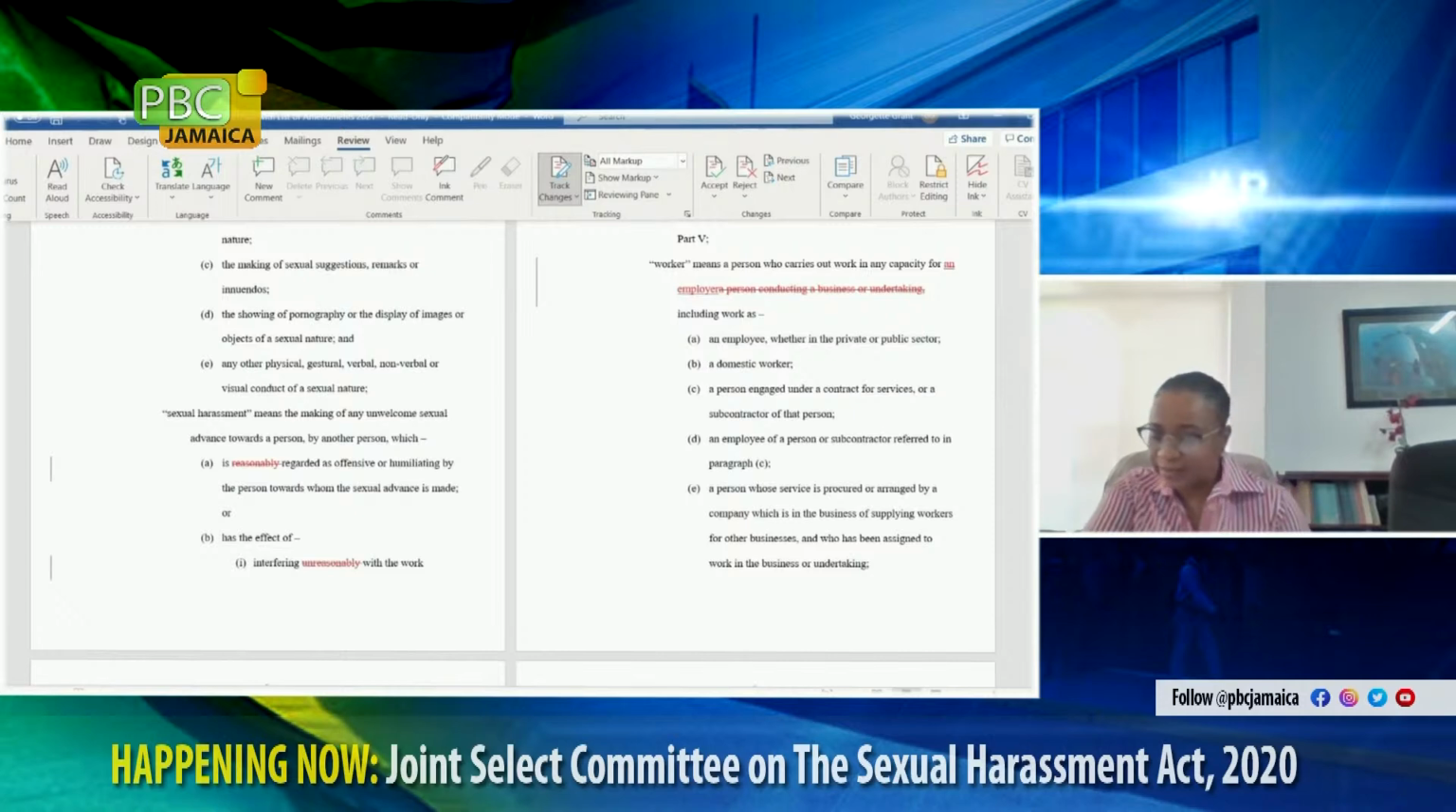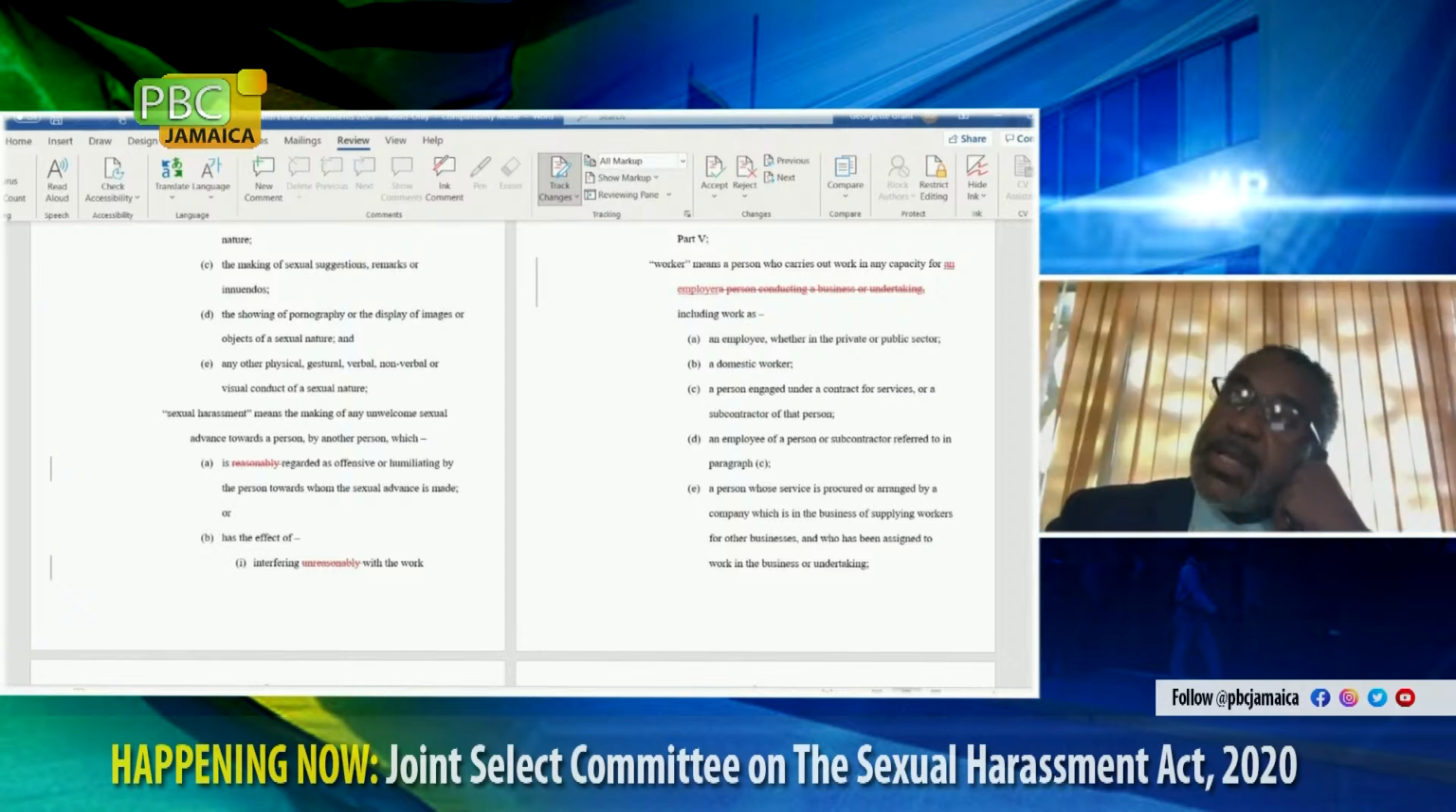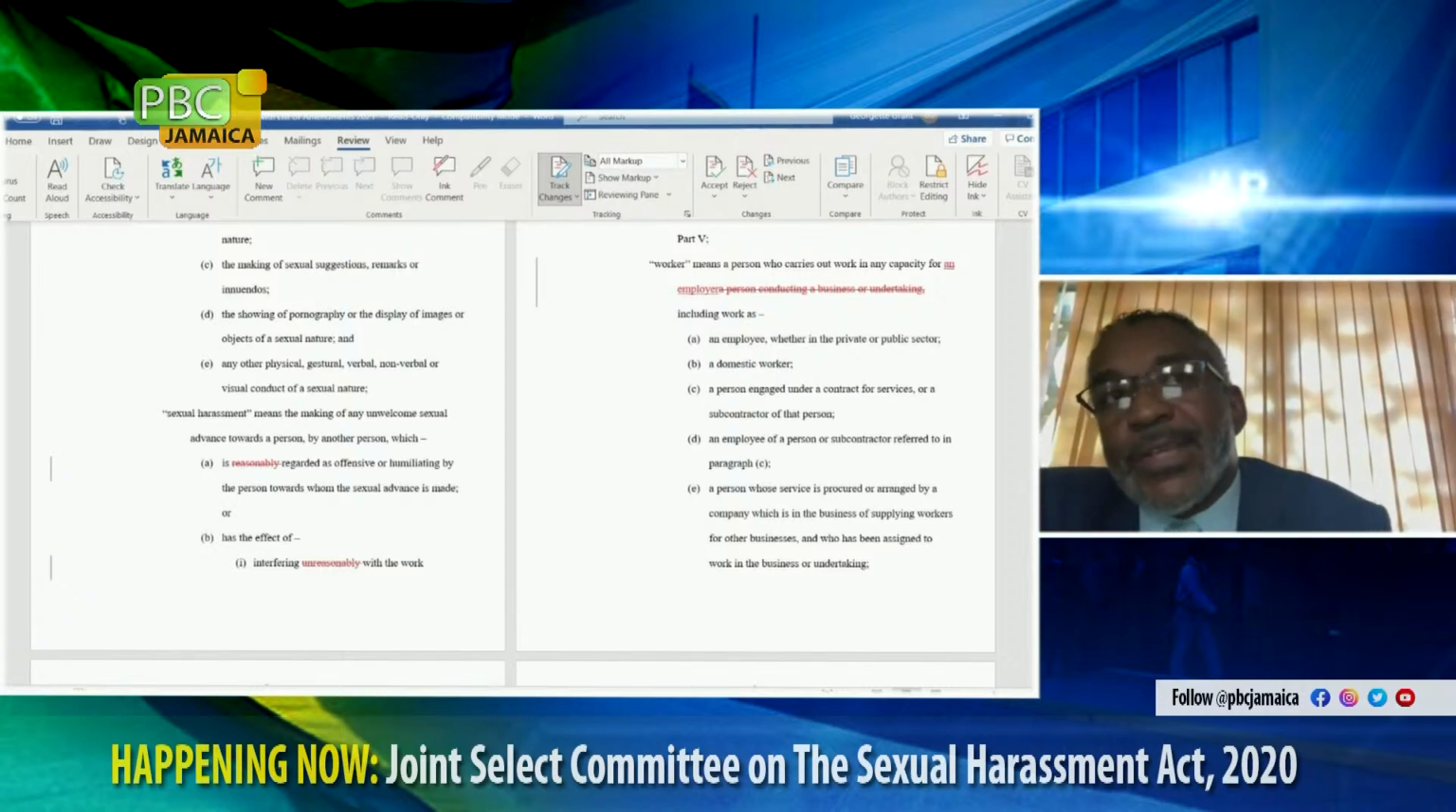So it would read as is here, a worker means a person who carries out work in any capacity for an employer, including work as, and the paragraph continues. So that was just a mop-up, a tidying up of the draft. Because one of the things we have always expressed concern about is that the definition of worker should be the same definition in all legislation.